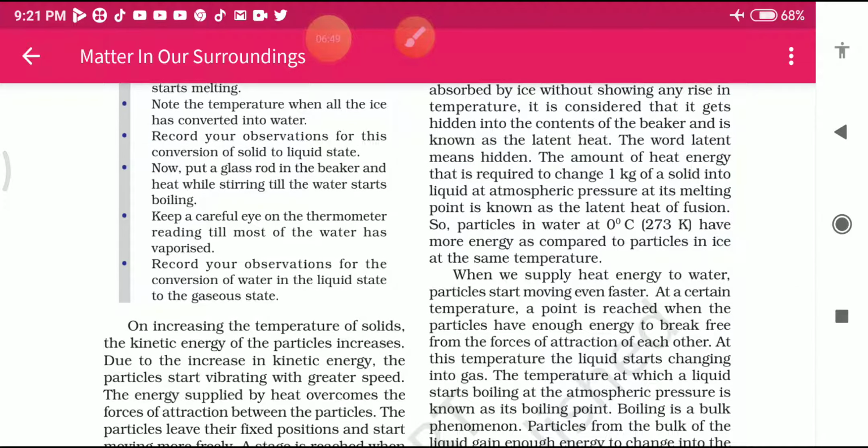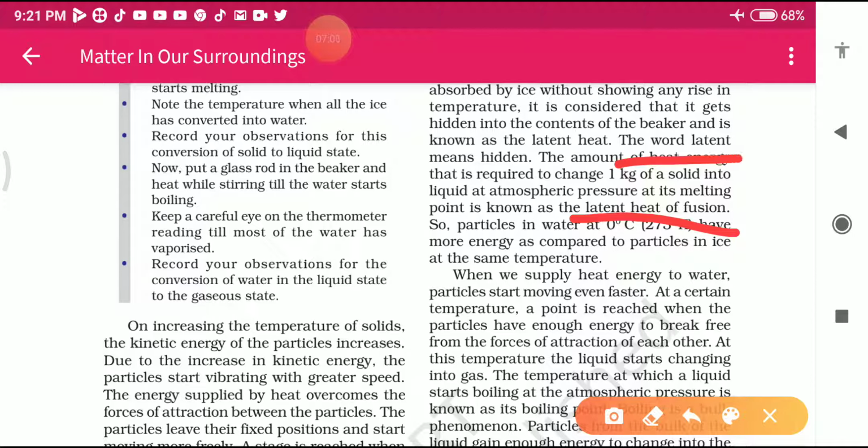Then what is latent heat of fusion? Students, the definition is given here. Latent heat of fusion is the amount of heat energy that is required to change 1 kg of a solid into a liquid at atmospheric pressure at its melting point. Because fusion means what?